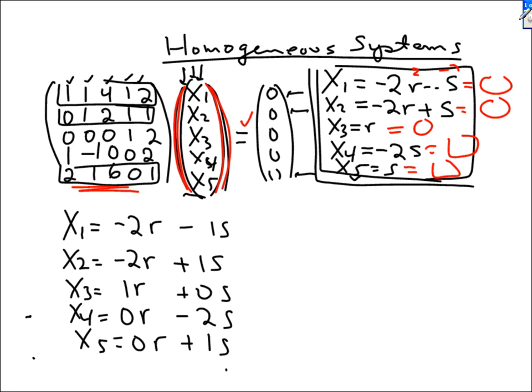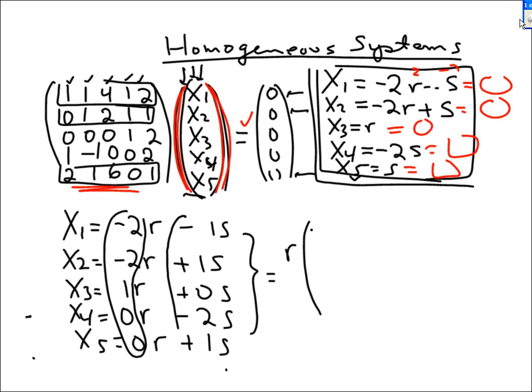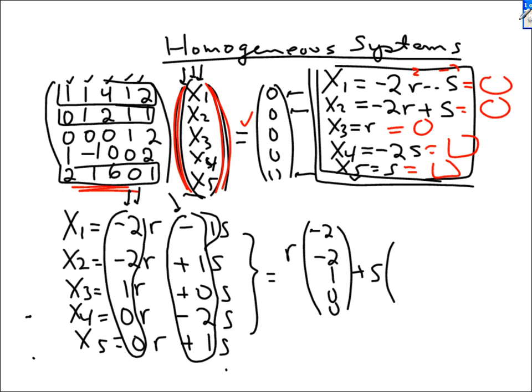Now, this whole mess is equal to, I can factor out the r, and I will have r times those numbers, plus I factor out an s times that vector. That is, r gets multiplied by negative 2, negative 2, 1, 0, 0. Plus, I factor out an s, and then I multiply by negative 1, 1, 0, 2, 1. Every vector in the solution space can be written like this.